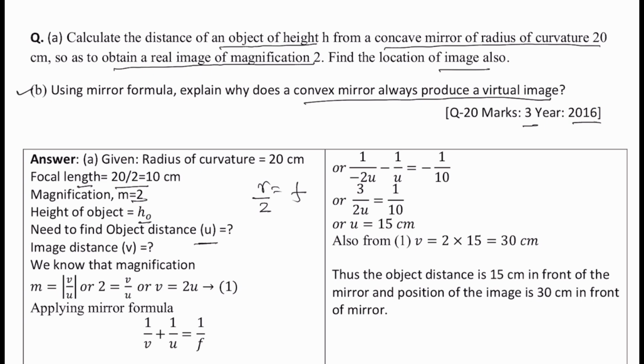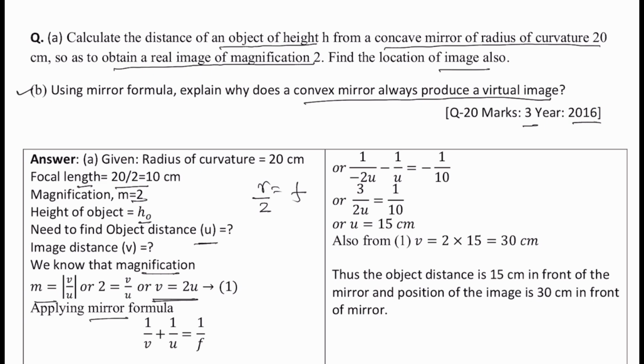So we know that the magnification is equal to V by U, image distance by object distance. The magnitude of image distance to object distance is the magnification. So 2 is V by U. Therefore this is the relation between image and object distance: V is 2U. Image distance is twice the object distance. Now apply the mirror formula: 1 by V plus 1 by U is 1 by F. Put the values of V in terms of U.